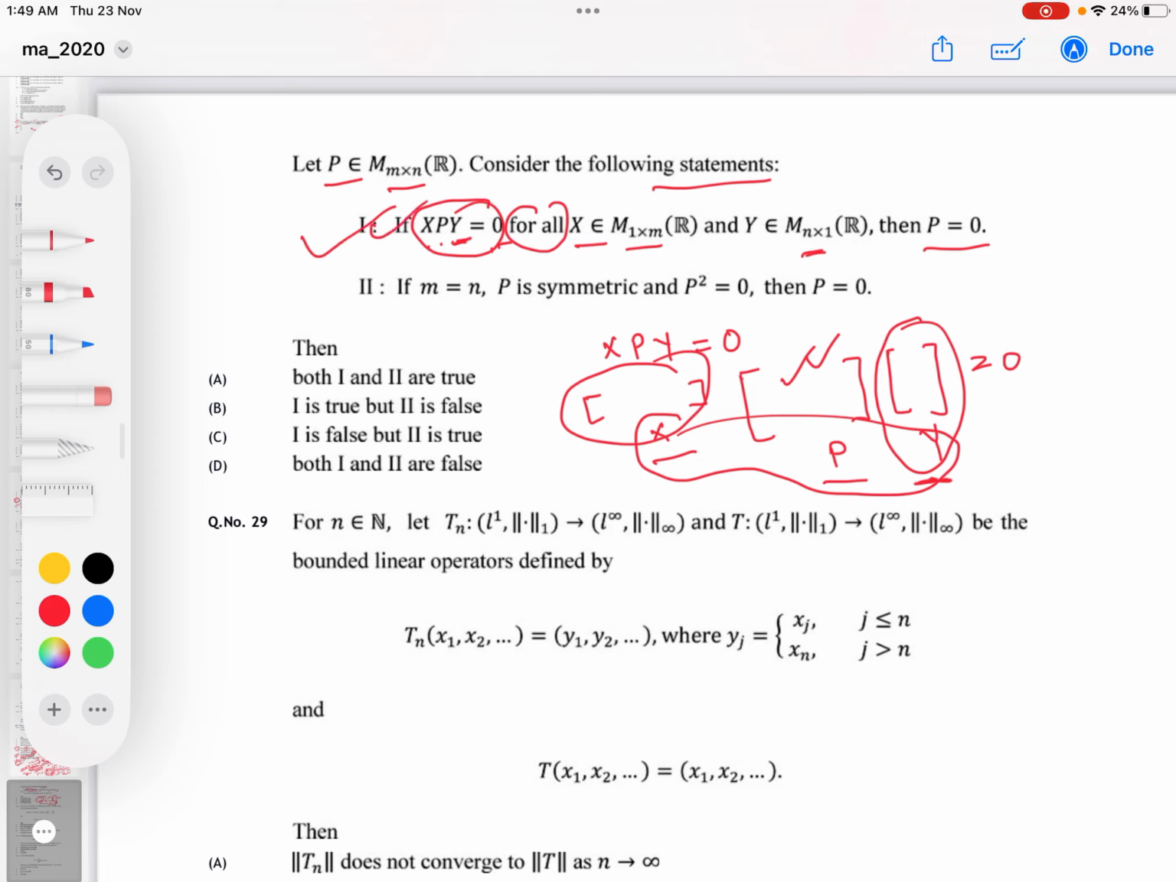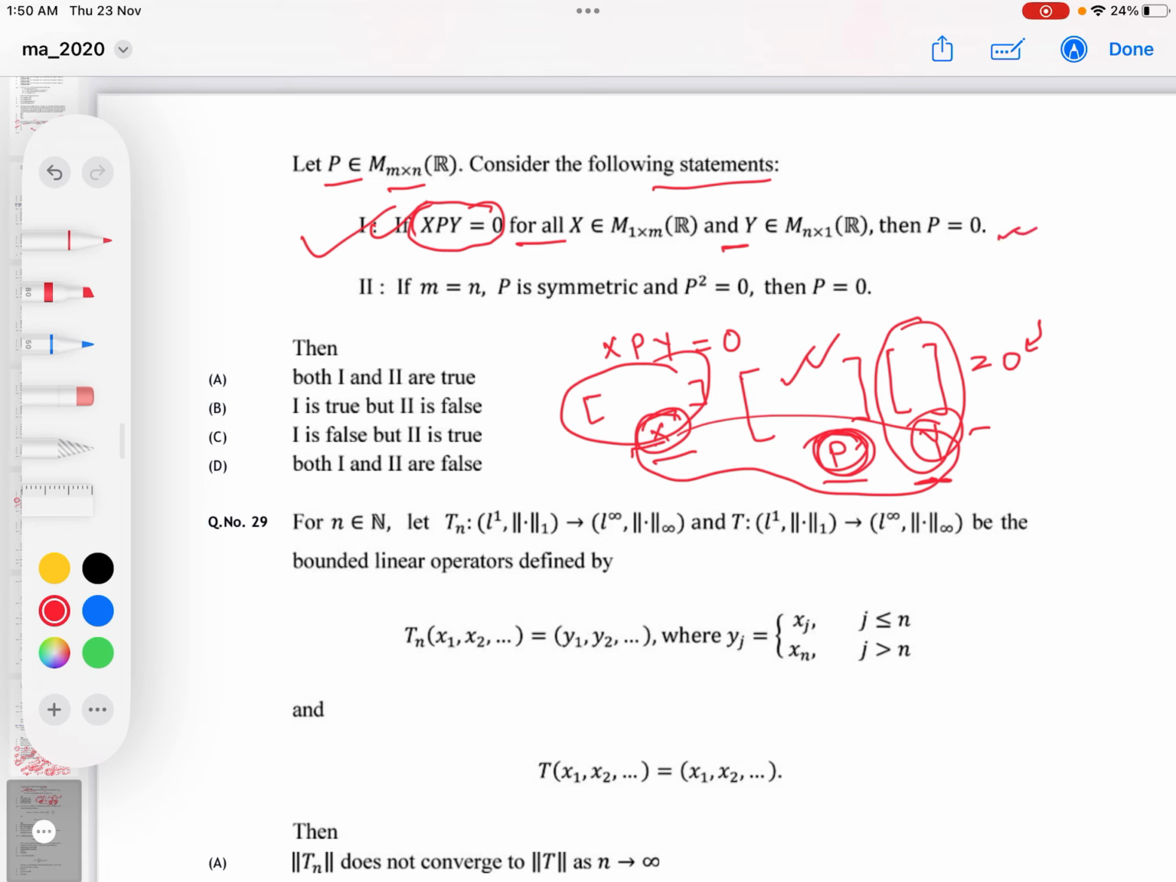So you will have to read this statement carefully. For all x and y, this should be true. This will be true for all x and y only when P is 0. Otherwise, if we take any x and y, and you don't take P as equal to 0, then it will not guarantee that you will get 0, right? So this statement is correct.